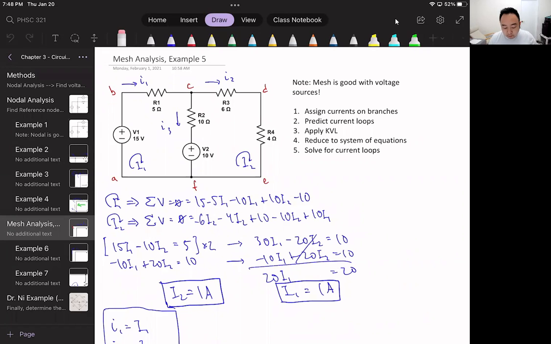All right, so this is going to be my summary video of mesh analysis. I'm not going to spend too much time, not as much as I did with nodal analysis, because mesh is a little bit quicker. But at the same time, I just wanted to keep these videos as brief as possible. So mesh analysis, let's go here.